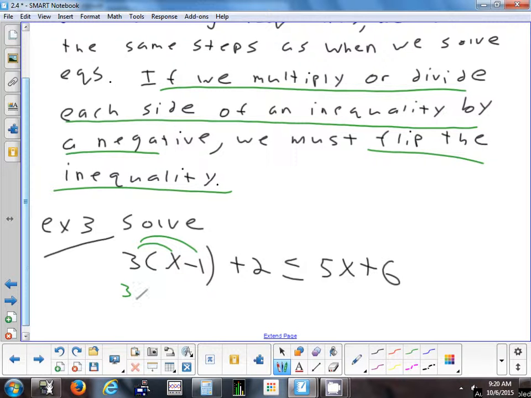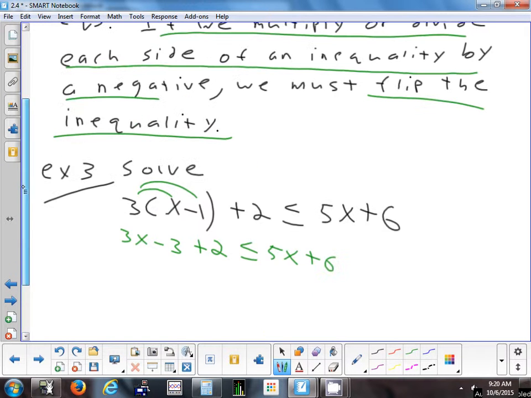3x minus 3. Perfect. 3x minus 3 plus 2 less than or equal to 5x plus 6. Okay, we don't flip anything here. We didn't do anything to both sides even. All we did was distribute a 3.